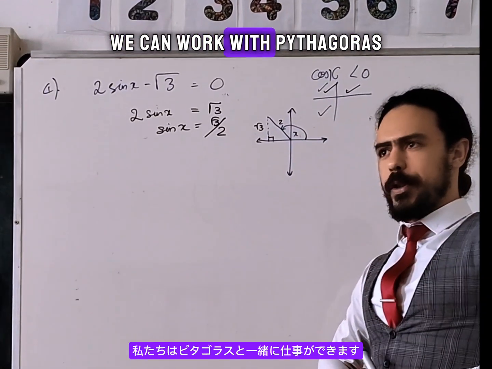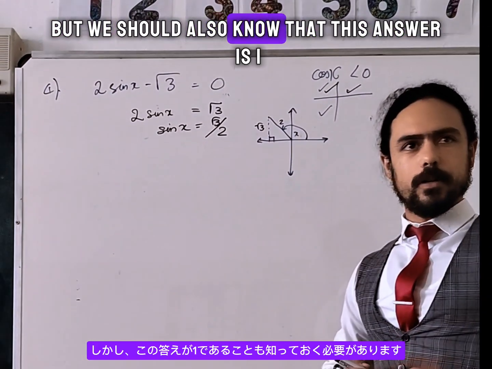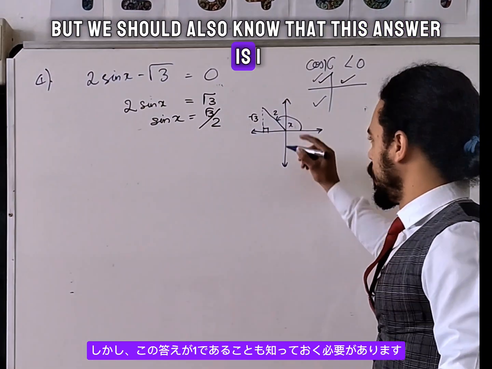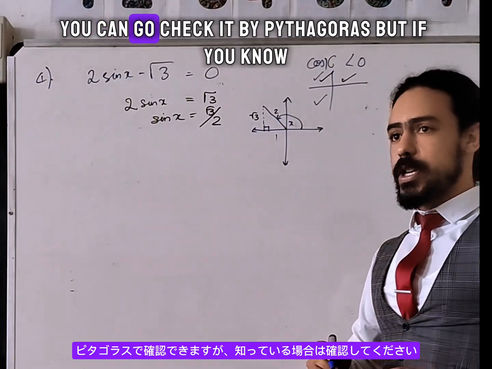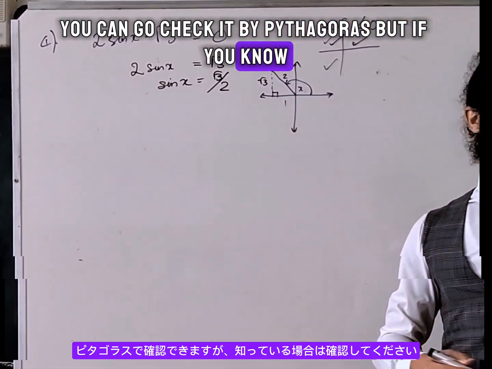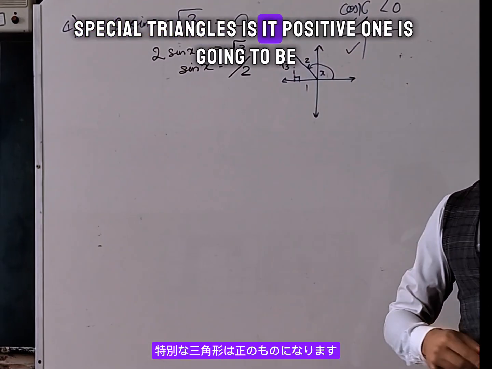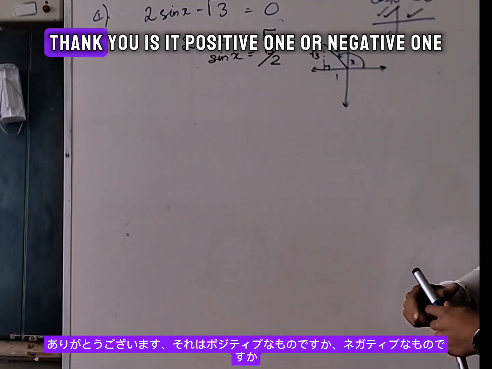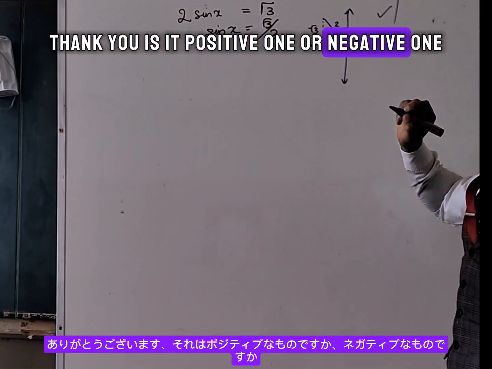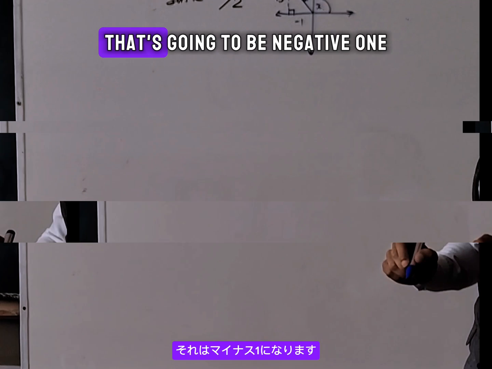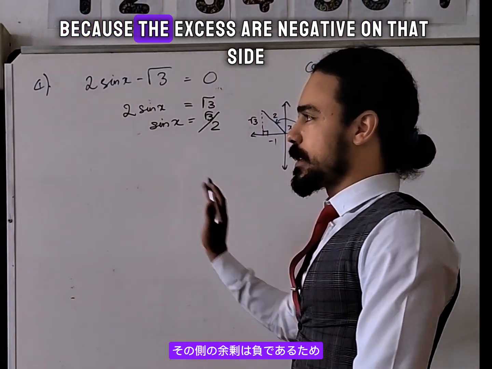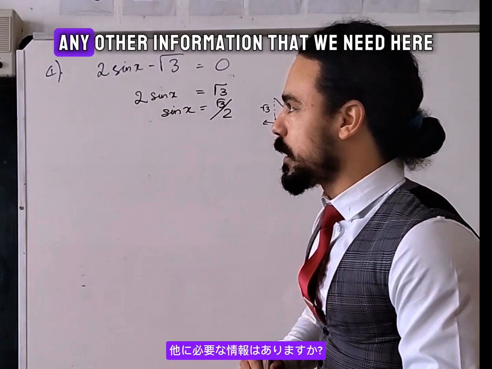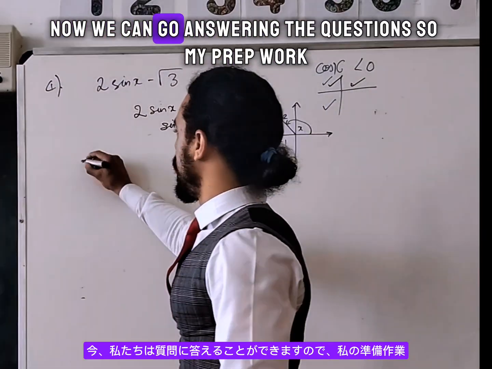We can work with Pythagoras, but we should also know that this answer is 1. You can check it by Pythagoras, but if you know special triangles, you will know it. Is it positive 1 or negative 1? Negative 1, because the x's are negative on that side. Any other information that we need here? Now we can go answer the questions.